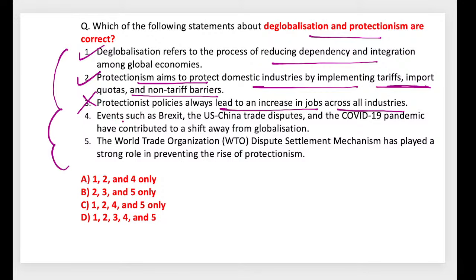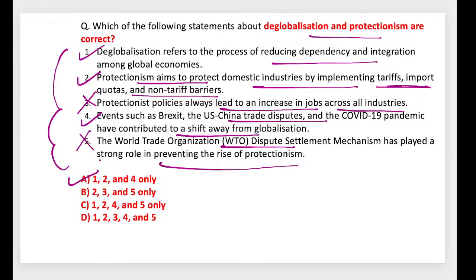The next one: events like these, or the latest events also, are examples of protectionism and deglobalization. The WTO dispute settlement mechanism has played a strong role in preventing... Its impact has now become very low. Now no one is ready to listen to the WTO. 1, 2, 4 means A will be the right answer for this one.